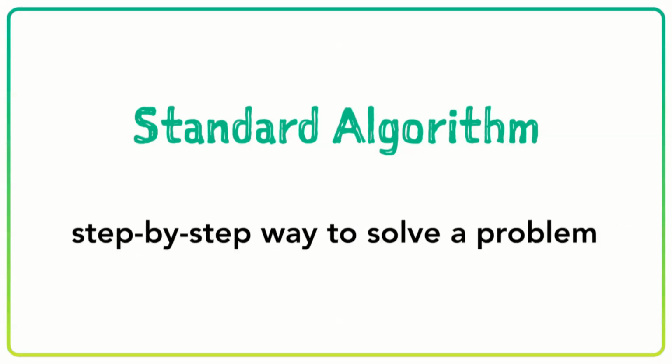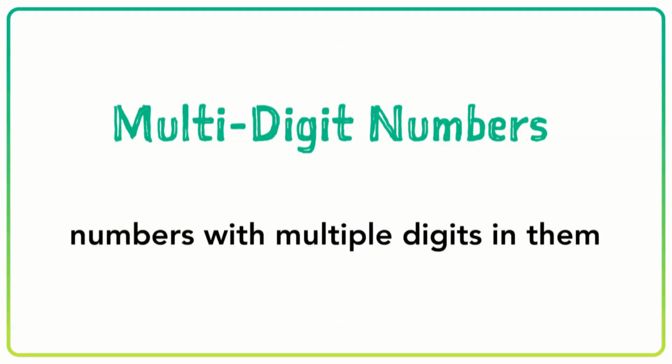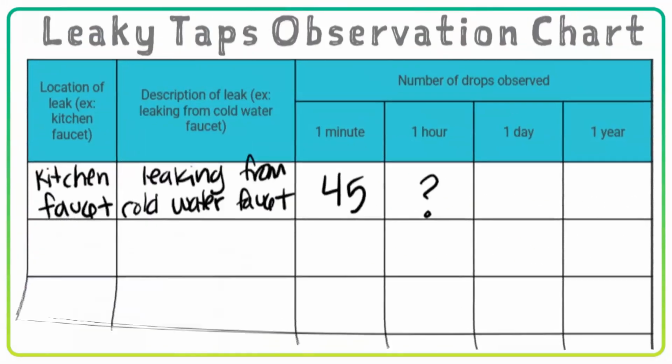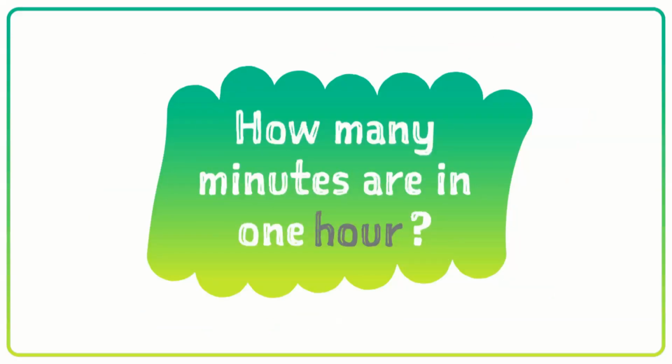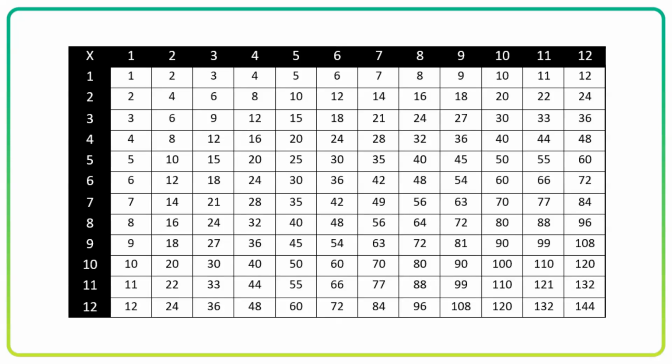A standard algorithm is a step-by-step way to solve a problem. Multi-digit numbers are exactly that, numbers with multiple digits in them, such as 45 or 1097. We will be using a step-by-step process to multiply numbers that have multiple digits. Here I know that in 1 minute I collected 45 drops of water from my leaky kitchen faucet. To find how many drops would leak in 1 hour, I have to think about how many minutes are in 1 hour. I know 1 hour has 60 minutes. I can take 45 drops and multiply that by 60 minutes to find out how many drops will leak in 1 hour. I can set up my problem to read vertically as 45 times 60 or 60 times 45. Either way will work. If you need it, be sure to take out a multiplication chart or any MathFacts resource to help you practice this skill.